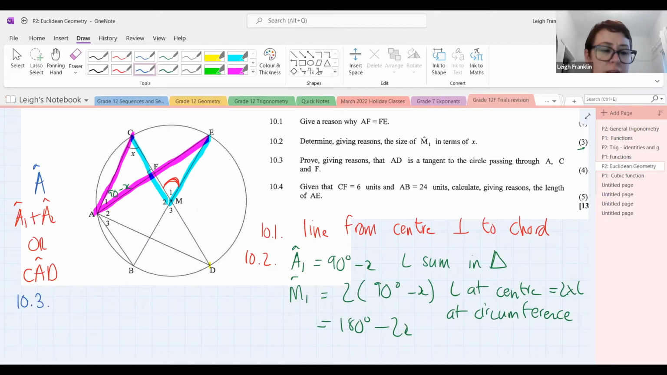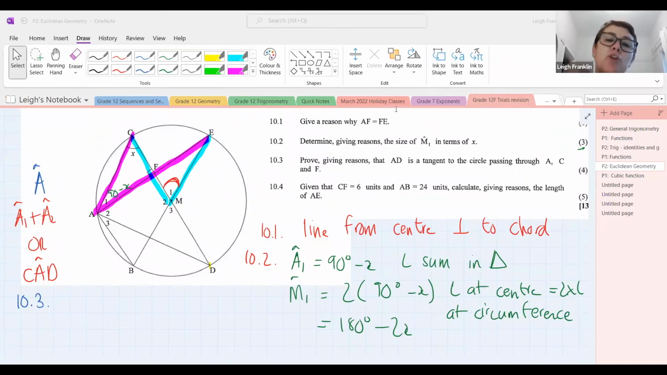I'm going to go on to question 10.3, if that's okay with everybody. Are we all fine so far? Thumbs up, thumbs down. Are we feeling good? Okay, so there's a few. Okay, all right, lovely. So let's go on to the next question, 10.3.